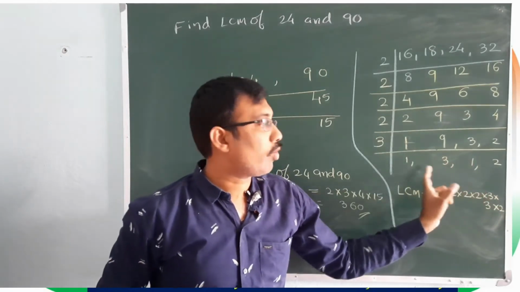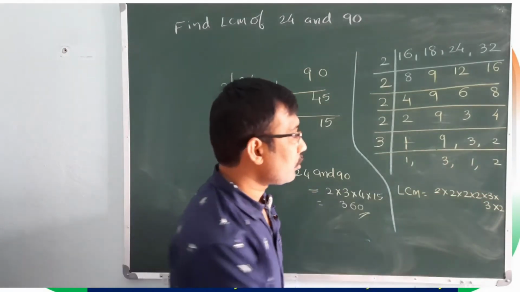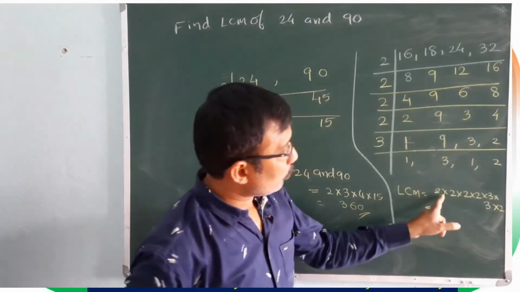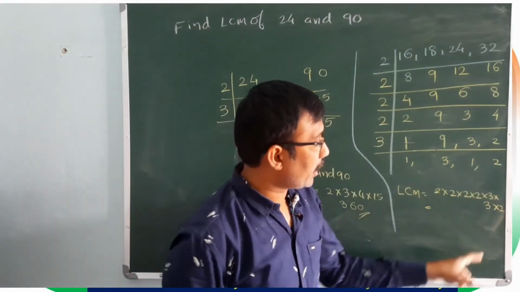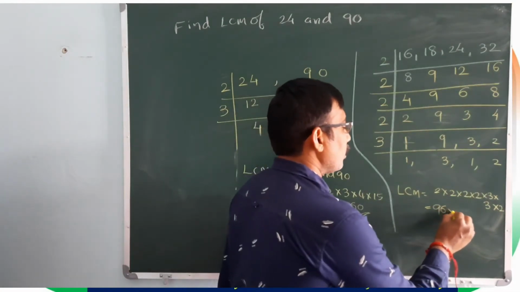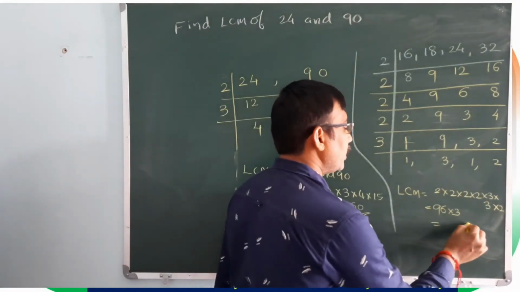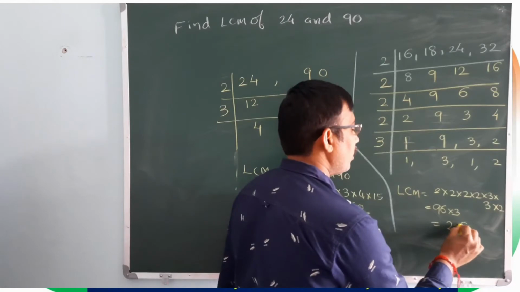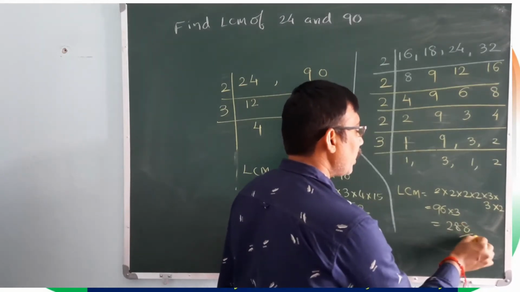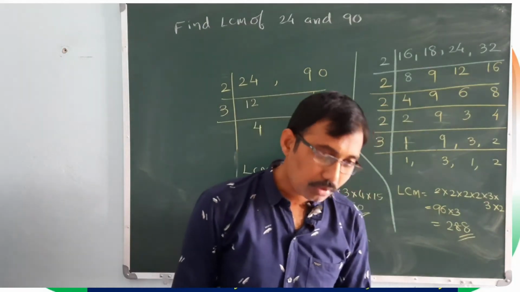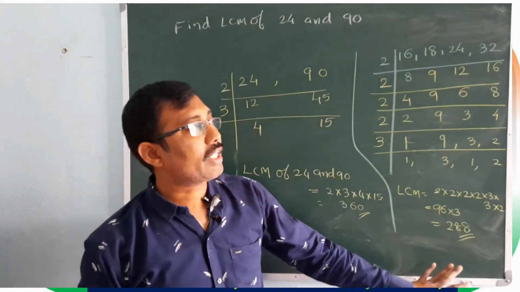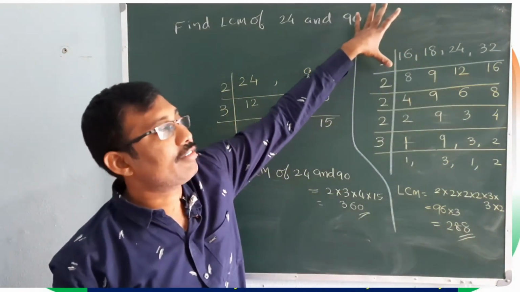Okay. After that, multiply: 2 twos are 4, 8, 16, 48, 96 into 3. So 3 sixes are 18, 3 nines are 27, 288. 288 is the answer. Okay. This is the method to find the LCM of the given numbers by the division method.